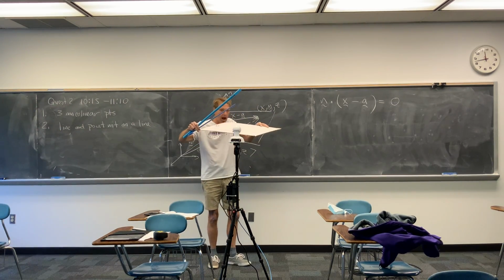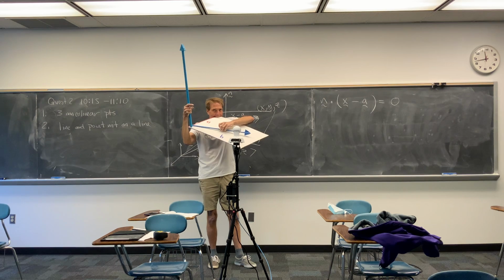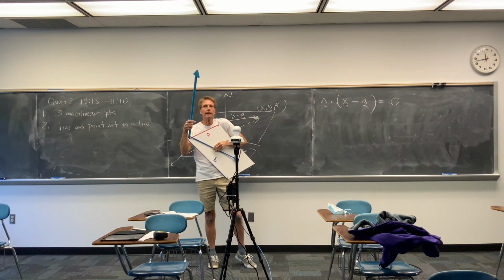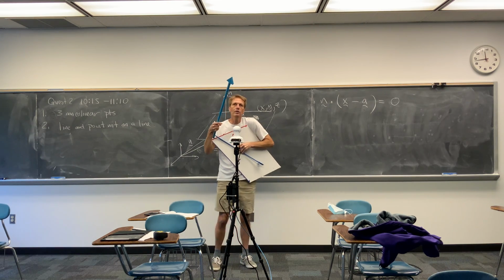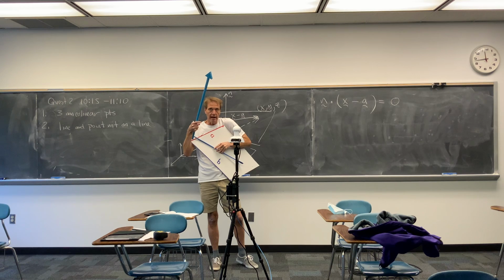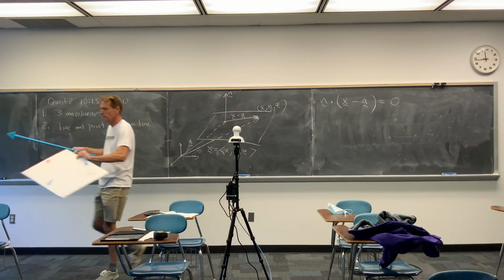Over here's the point X, Y, Z. This little blue vector is the vector X minus A. Now, what do you notice about the relationship between X minus A and capital N, the big blue vector? They're perpendicular. So their dot product should be zero. And there it is, guys. There's the geometry on why the equation of the plane is exactly what it is.